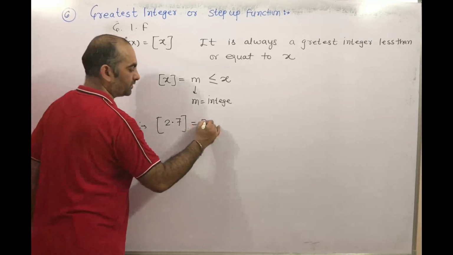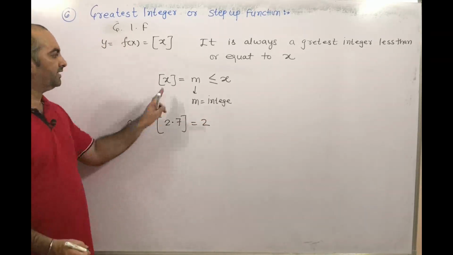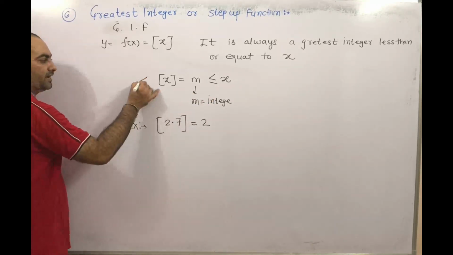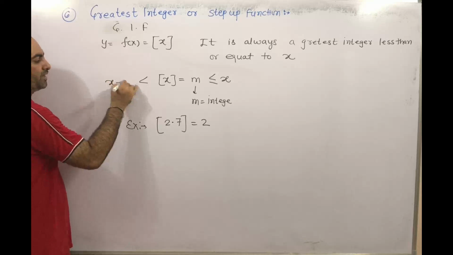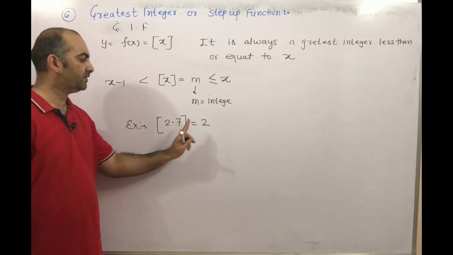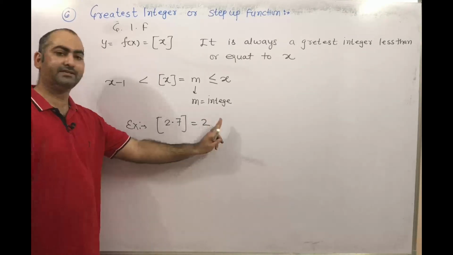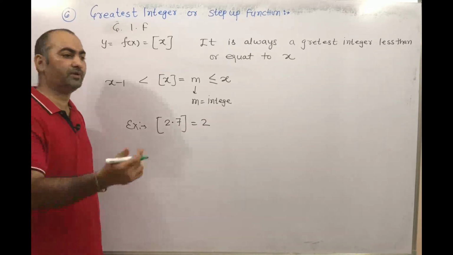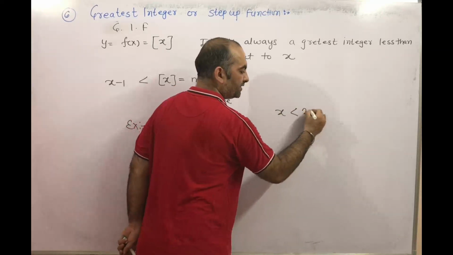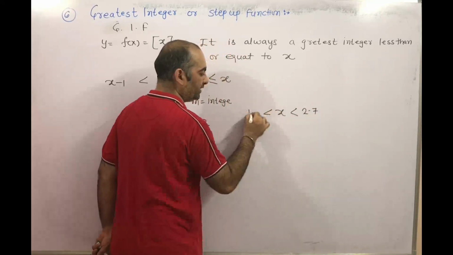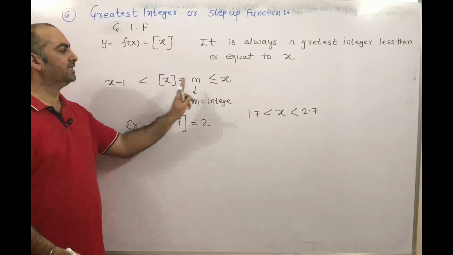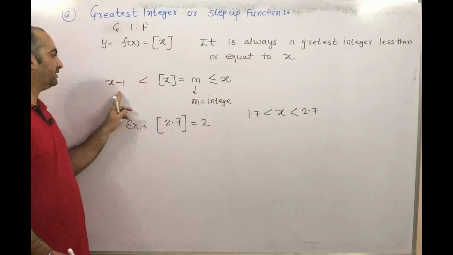So here we can see that the greatest integer of x is always less than or equal to x, and it is always greater than x minus 1. So the greatest integer of 2.7 is 2. It is less than 2.7 and greater than 1.7. So we can say that 2 is always less than 2.7 and greater than 1.7.